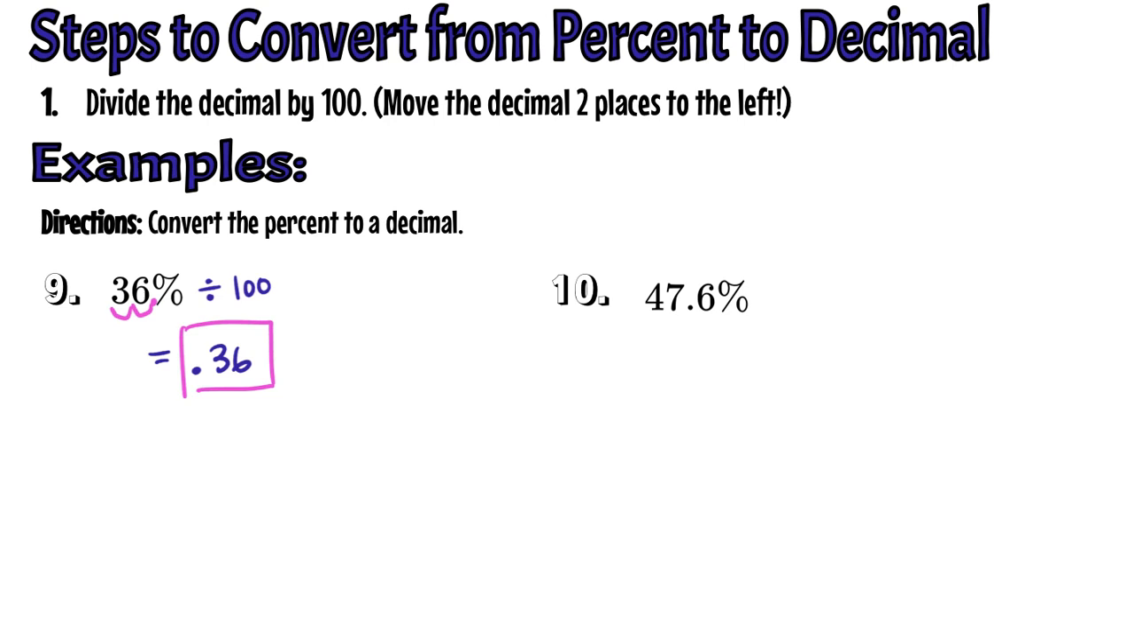Let's try another example together. In number 10, we see 47.6%. So here we want to divide again by 100. So we're going to move the decimal place two places to the left, which then gives us 0.476. So we could write, like in this one, how I wrote the 0, you can write it like that, or you can write it similar to the way we did in this problem where you put the decimal without the 0. Both mean the same thing.